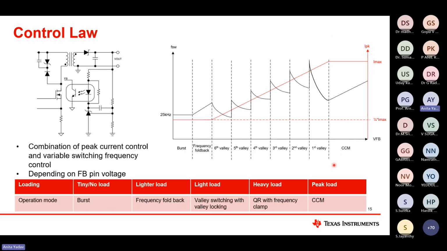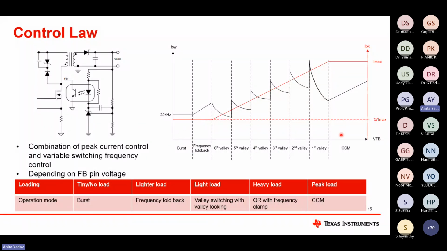Now coming to the control law for the QR flyback. The control law here is the combination of the peak current control as well as variable switching frequency control. Based upon its feedback pin voltage, its operating point changes. If we go through the table, with respect to the loading and the FB pin voltage, it operates in different modes of operation. Here, this is the control law shown for the UCC28826, or in general, QR flyback.